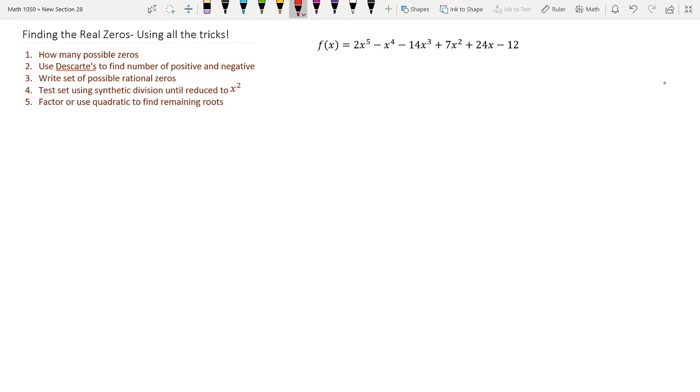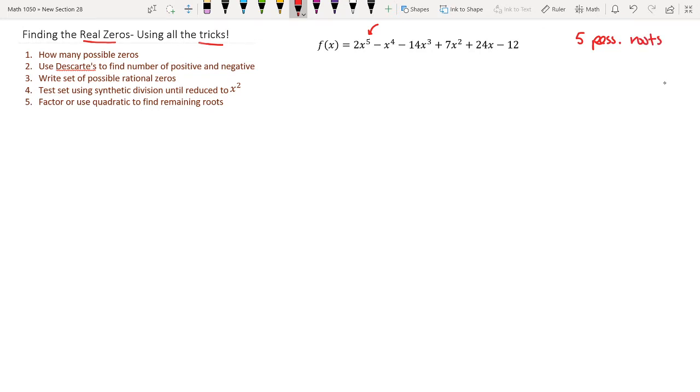Okay, we are going to find real zeros using, as I put, all the tricks. I've got them listed over here. It's going to guide us as we work through those. Let's give it a shot. So how many possible zeros are there? We're going to always look again to the highest exponents and say that we have 5 possible roots.